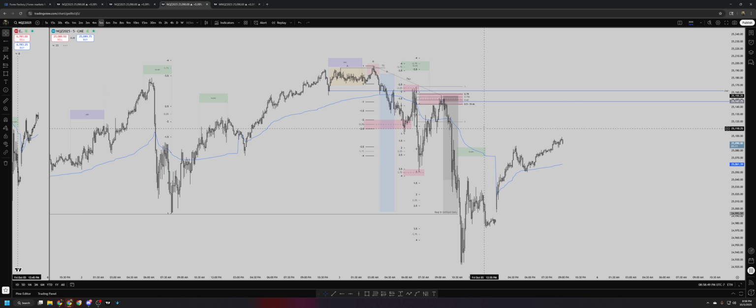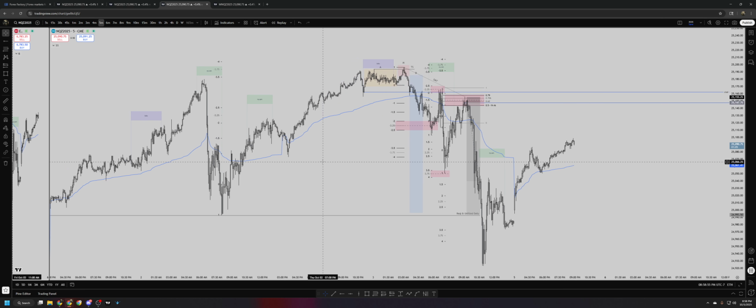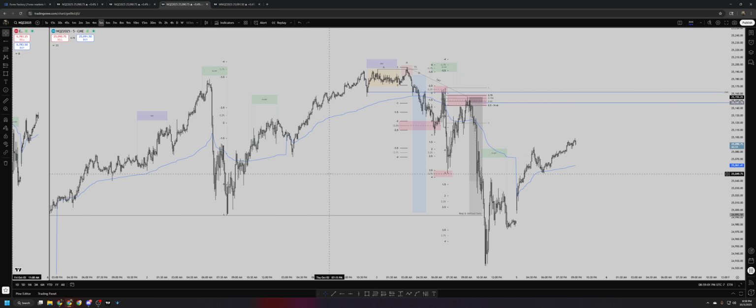But yeah, hope this video was helpful. Not a super long video, just thought this was a pretty good example to go over and show you guys how I'm reading price and how the technicals are kind of coming together to form my entries.